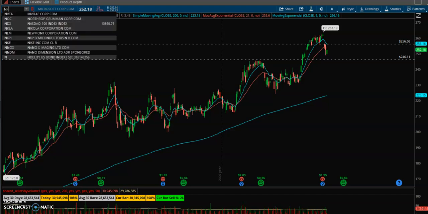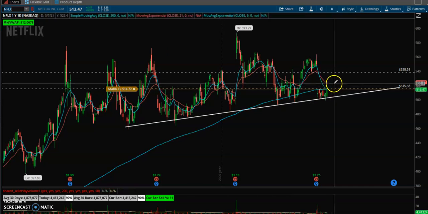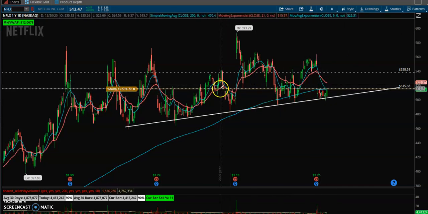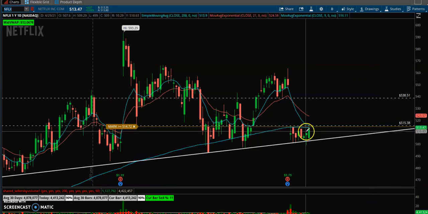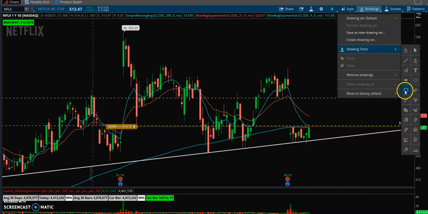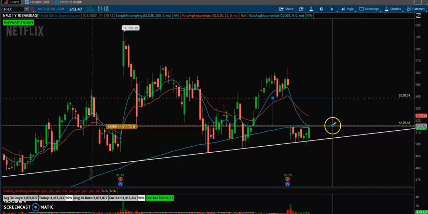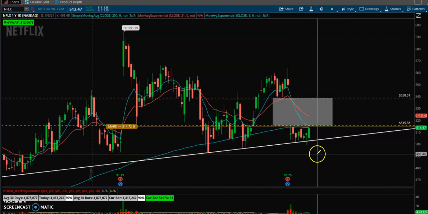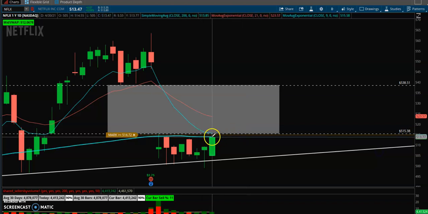Let's move on to Netflix. I like this one more. So this one is, right now, below the 200 SMA. What I'm looking at here is this key level here, which was a gap, okay? So the gap is in this area right here. And I'm looking for this stock to fill the gap. So you can see that the gap support is at the same level as the 200 SMA.